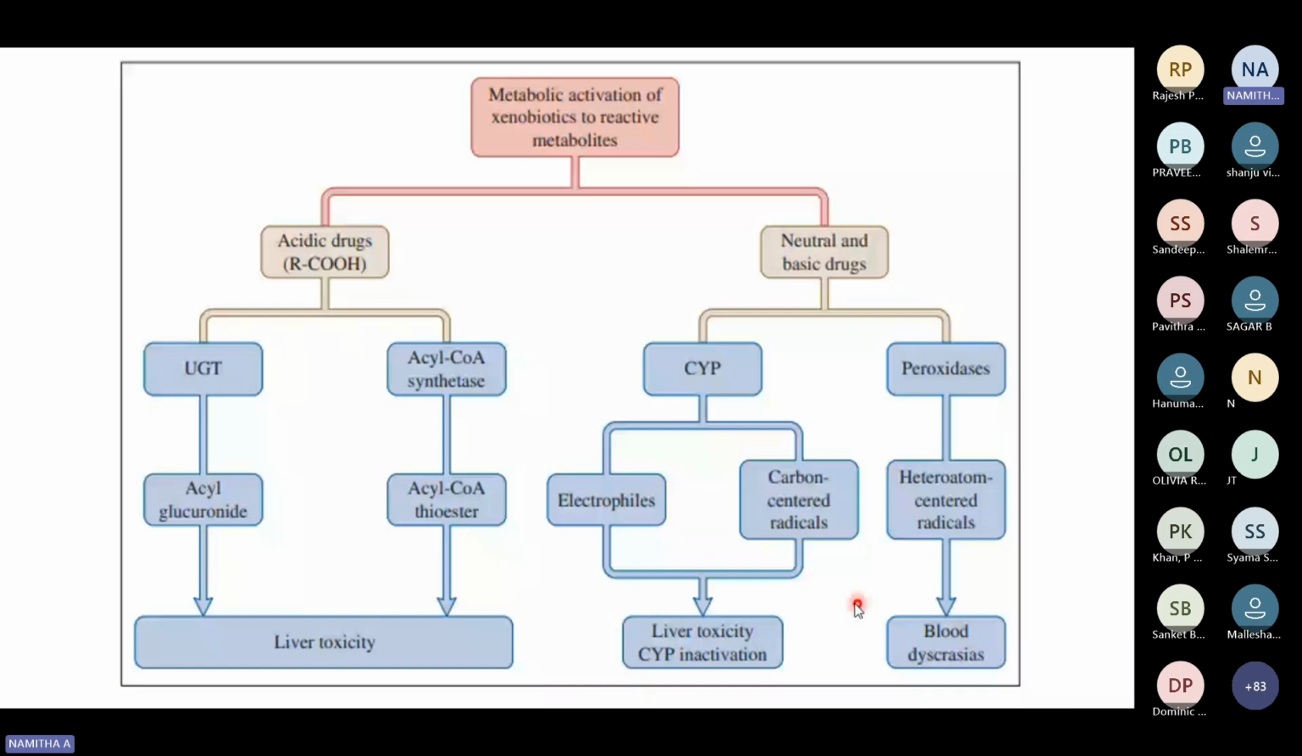Once the metabolic activation of the xenobiotics occurs, reactive metabolites are produced. Acidic drugs undergo different reactions and cause liver toxicity. Basic or neutral drugs can cause either liver toxicity, CYP inactivation, or blood dyscrasias.